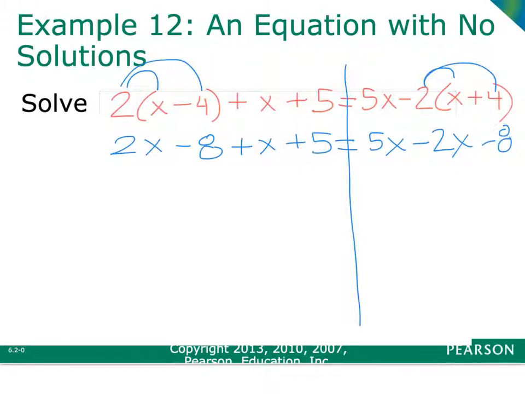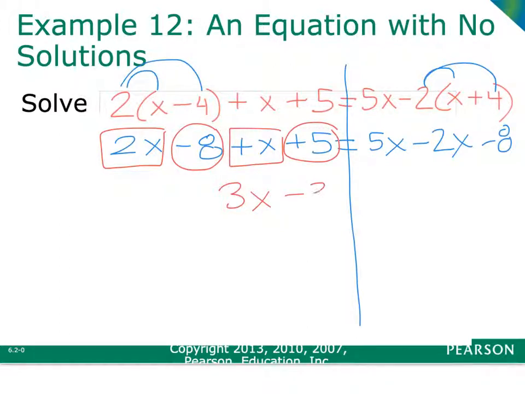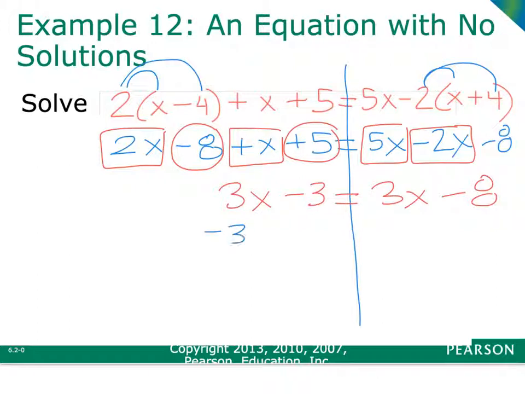Okay, now we're going to go to the left-hand side of the equation and simplify that as much as we can. We have a 2x plus a 1x. That's a 3x. We have a negative 8 and a positive 5. That is a negative 3. On the right-hand side, we have a 5x minus a 2x. That is a 3x. And I'm going to bring down my minus 8. Now you should start to see that something fishy is going on here because you have 3x on both sides of the equal sign.